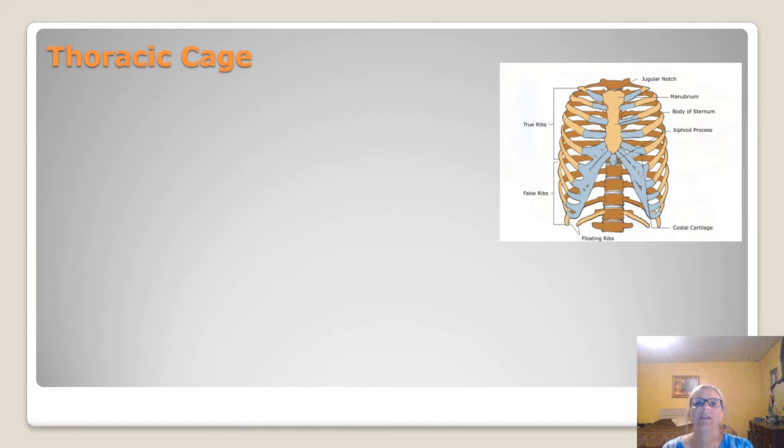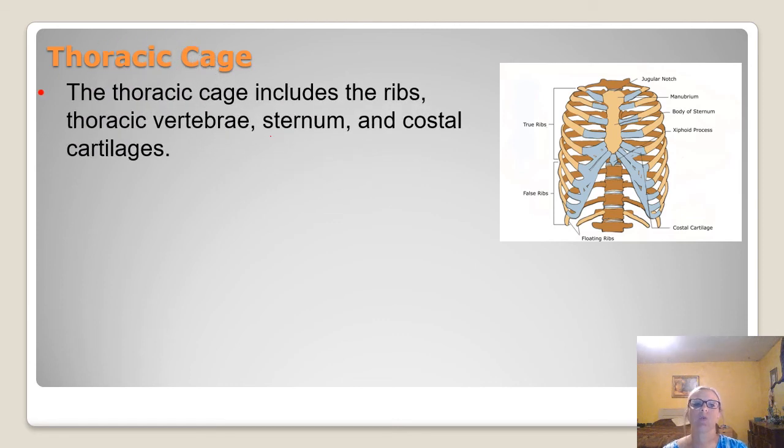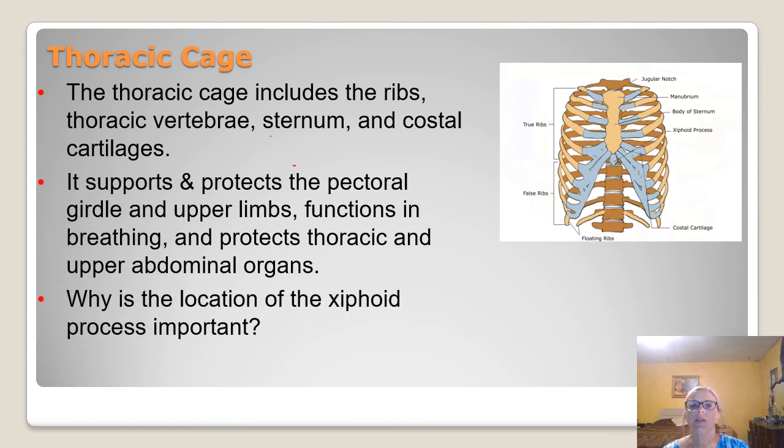So the thoracic cage includes ribs, thoracic vertebrae, sternum, and costal cartilage. It supports and protects the pectoral girdle and upper limbs. It helps function in breathing and protects thoracic and upper abdominal organs. So why is the location of the xiphoid process important? What are the xiphoid processes?